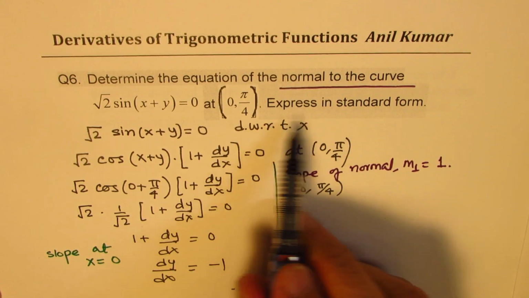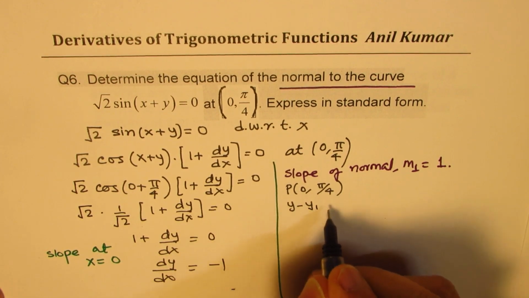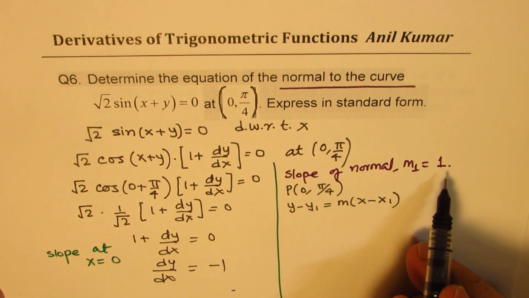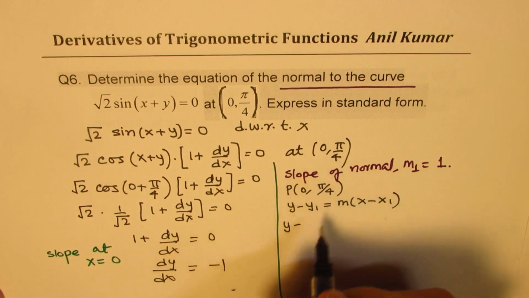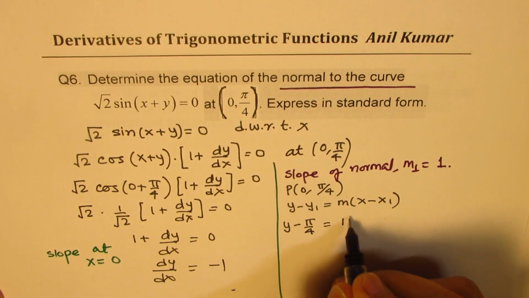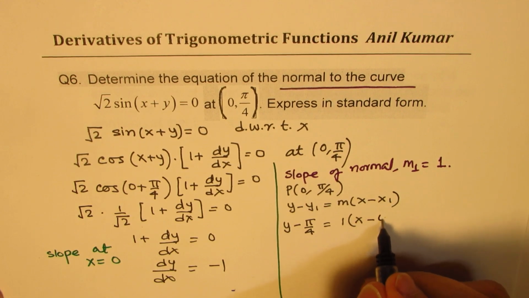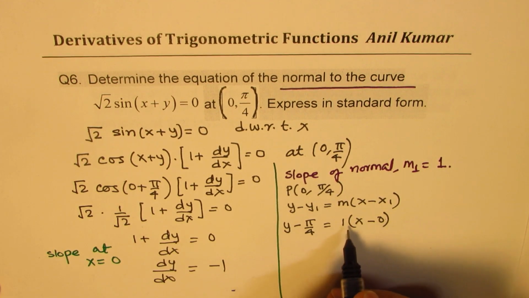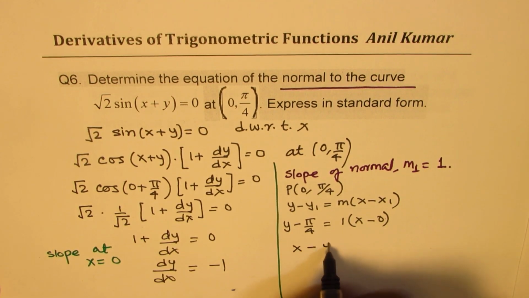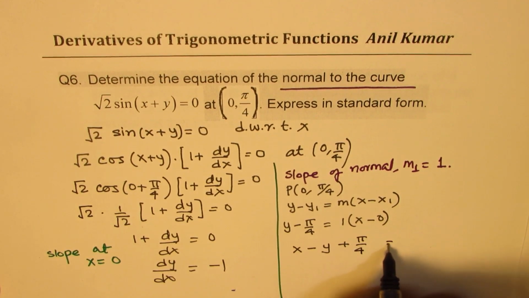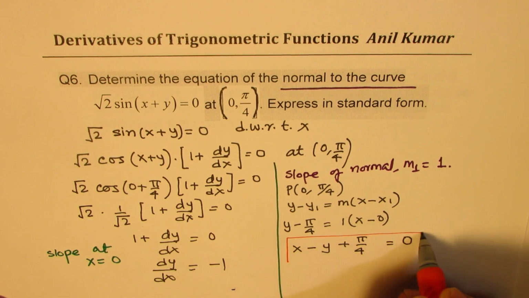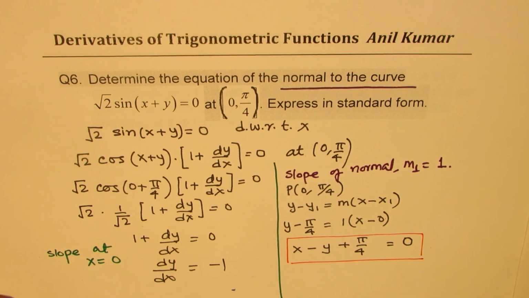So we need to write the equation in standard form. So we can write y minus y1 equals m times x minus x1. Correct? The slope of the normal is 1, and we have y minus y1, which is y minus pi by 4, equals 1 times x minus x1, which is 0. So that is what we get. So we can now take all these terms to the right side and write our equation as x minus y plus pi by 4 equals 0. So that becomes the equation of the normal in standard form. Is that clear to you? So that is how we are going to do it.